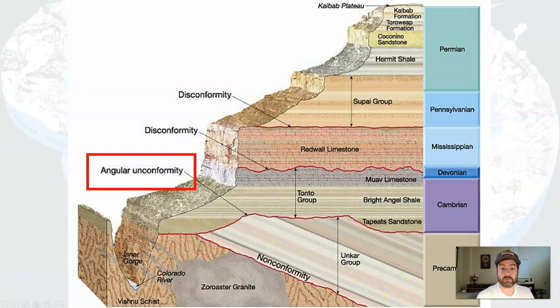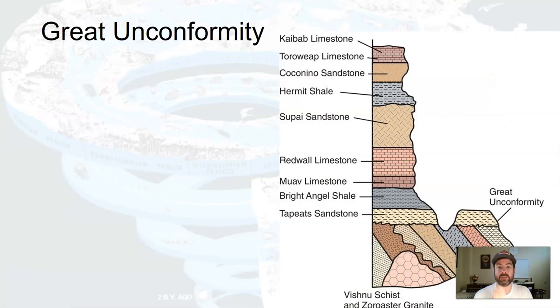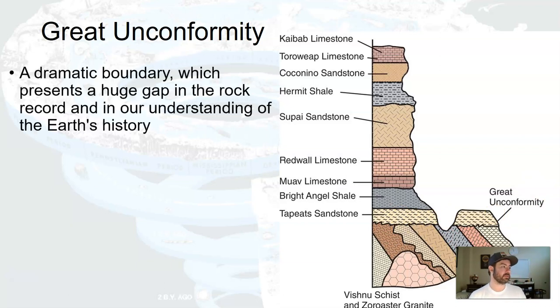And there's actually something very special about this angular unconformity. We gave it a specific name, and that angular unconformity is called the Great Unconformity. So again, we see it down here. Horizontal above, tilted below. It's an angular unconformity, but we just name it the Great Unconformity. It is a very dramatic boundary of a huge gap in the rock record in our understanding of Earth's history. And the crazy part is it happens in different rock layers almost worldwide. There's just this gap of missing information.